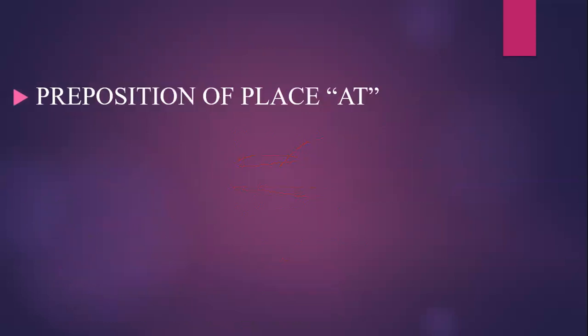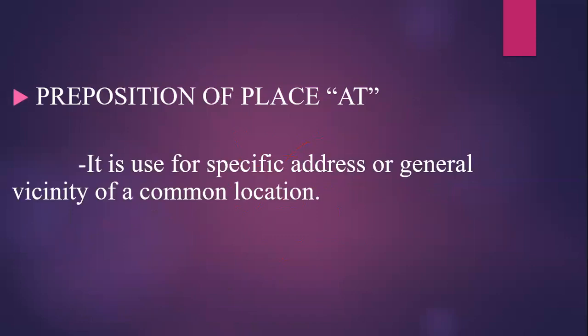Lastly, we have the preposition of place at. It is used for a specific address or the general vicinity of a common place. So preposition of place at is used for a specific address, meaning you have an exact or complete address in the sentence. When we say general vicinity of a common place, these are at the mall, at the church, at the faculty, at the school. These are general names of places.